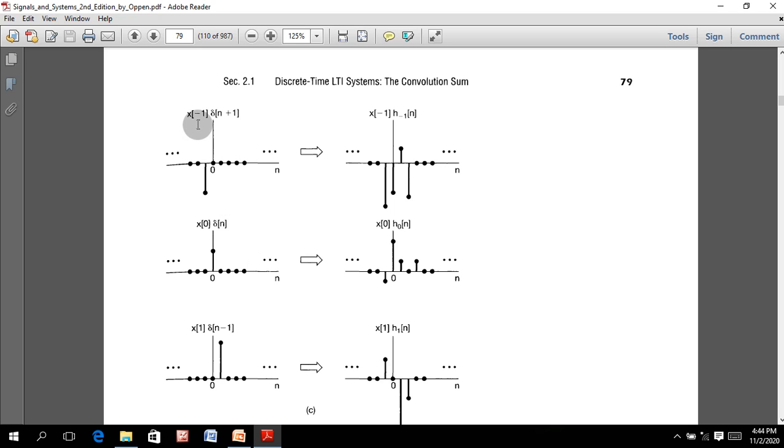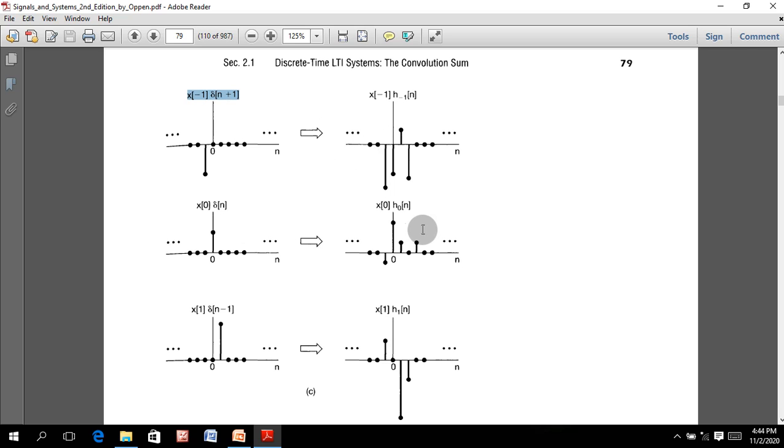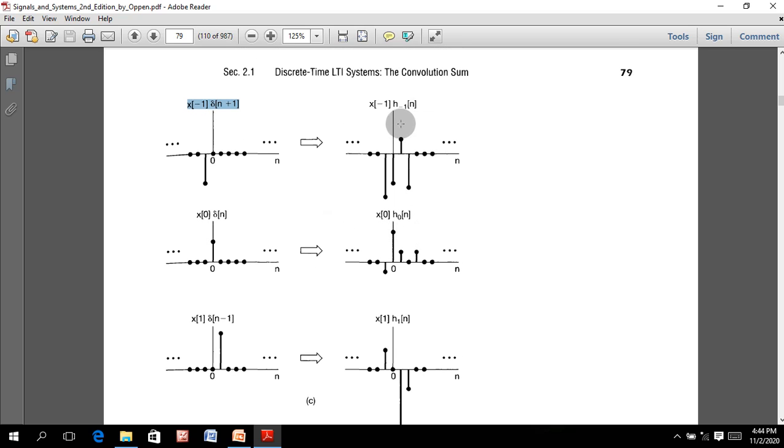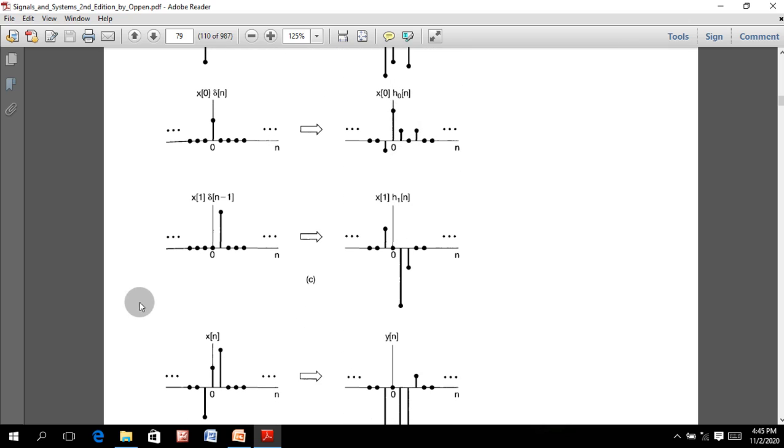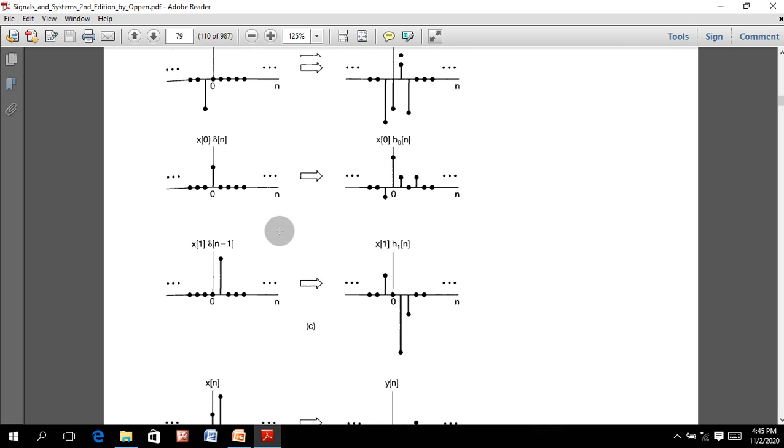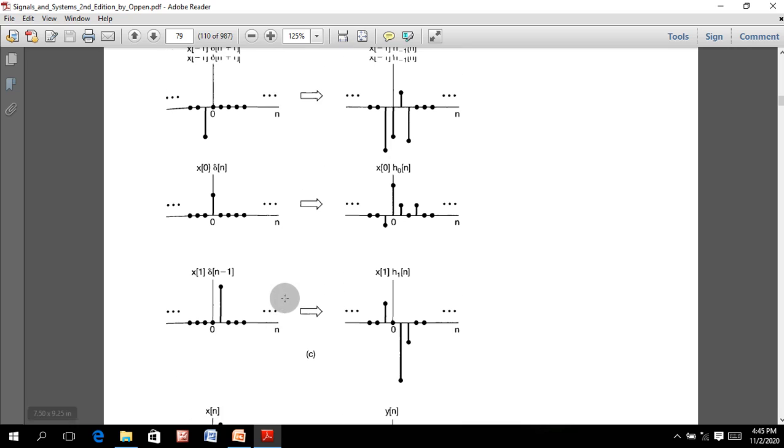This is the first graphical representation of the convolution sum. Suppose this is x of n, this is the input, and we have provided this impulse, and this is the impulse response first. This is the second impulse response of x of 0 delta of n. These are the subscripts that we have used. All the outputs of these inputs are different from each other. Now after we add all these signals, this is the signal x of n that has been written here.